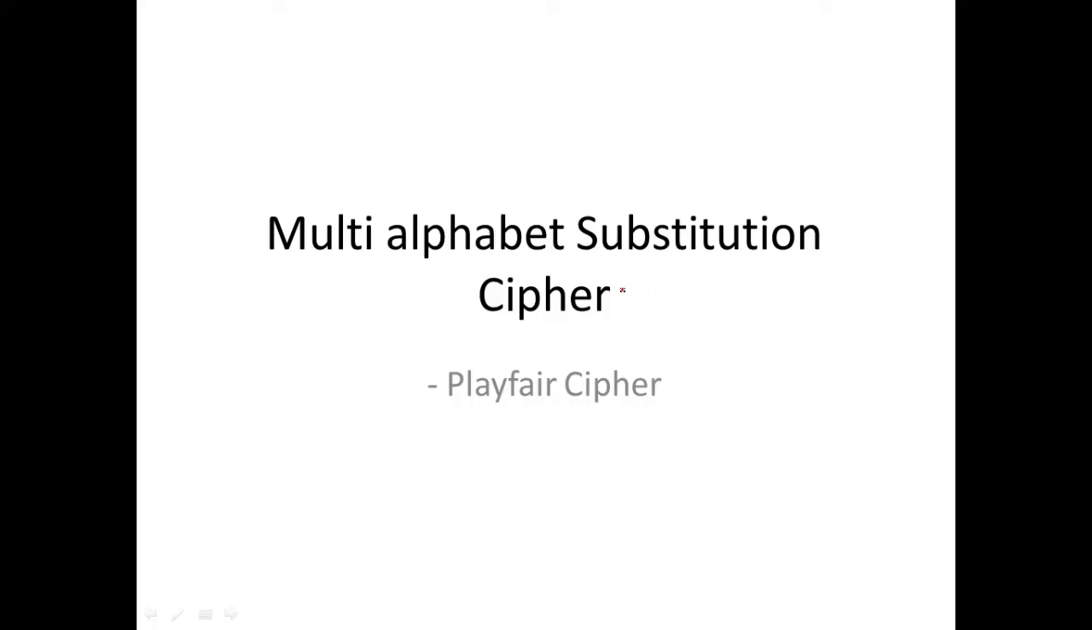In the last session, we were looking at mono-alphabet substitution ciphers. So what do you mean by mono-alphabet? Say this is the plain text, Satish, and you take every alphabet and substitute it with another alphabet, say J, U, P, A, G, something like that. So we take one alphabet and substitute it with another alphabet. We call that mono-alphabet.